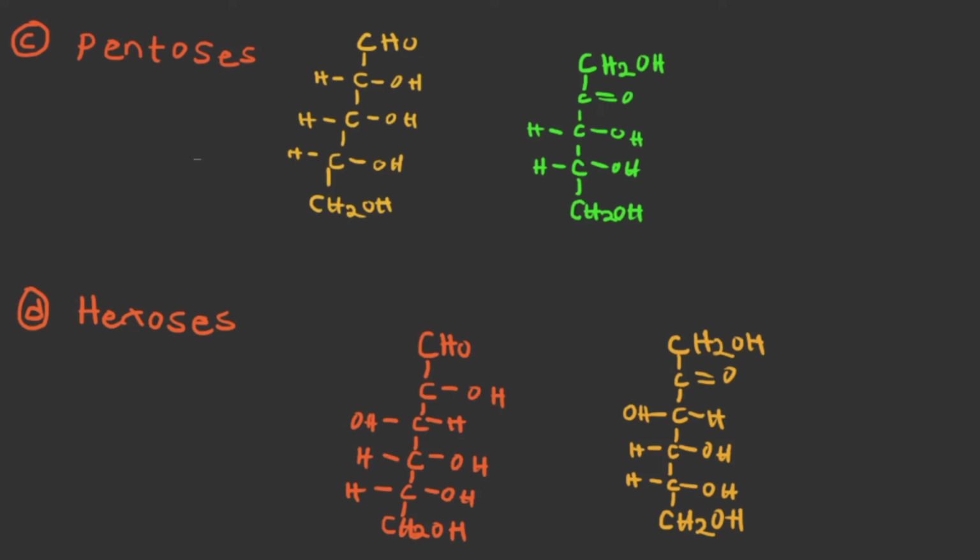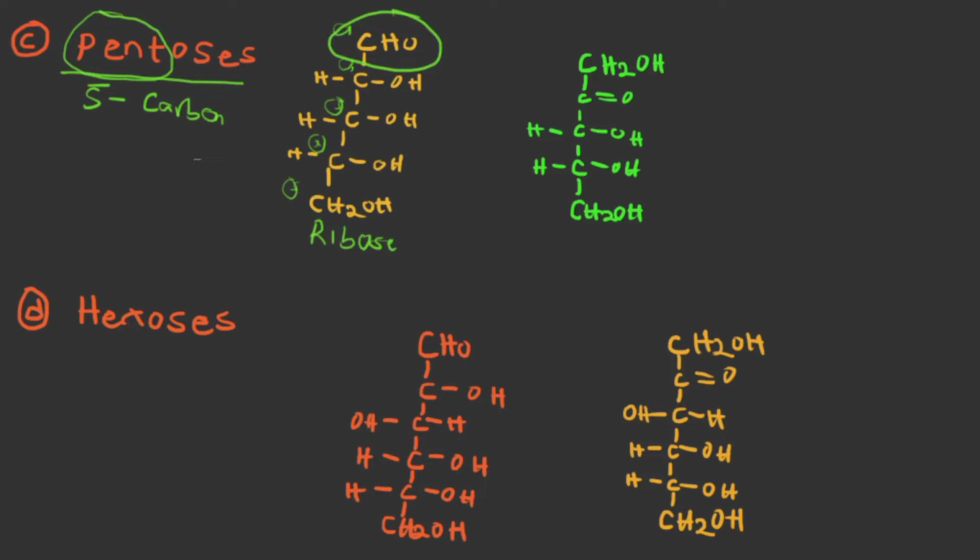So the next category here is called the pentoses, right? And if you look at this word, it is derived from penta, and penta means 5. So pentoses are monosaccharides that have 5 carbon atoms. So let's see, 1, 2, 3, 4, and 5 over here, right? And this is called ribose. And you can see that it has an aldehyde functional group. So ribose is an aldose monosaccharide that is a 5 carbon sugar.